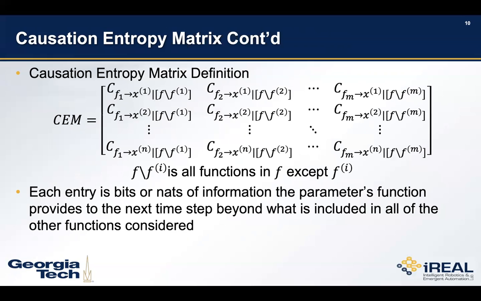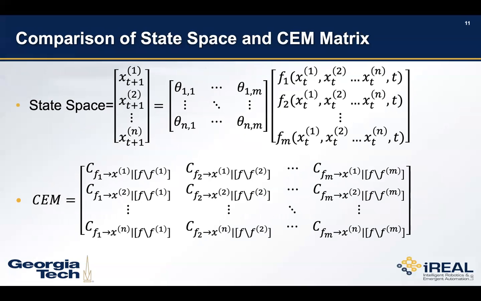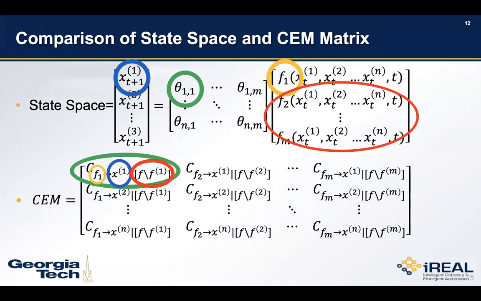With this, we can define a causation entropy matrix, which is a specifically formulated set of causation entropies, as shown here. Each entry provides the amount of information that a parameter's function provides the next time step beyond what's included in all functions considered. It's easiest to understand this construction if we directly compare it to the parameter matrix of thetas in the state space representation. If we consider the 1,1 entry in the parameter matrix, what it represents is the impact that F1 has on the next time step of state 1 beyond the effects of all the other functions considered. If theta11 is non-zero, it means that F1 has an impact that can't be modeled by the other functions in the system.